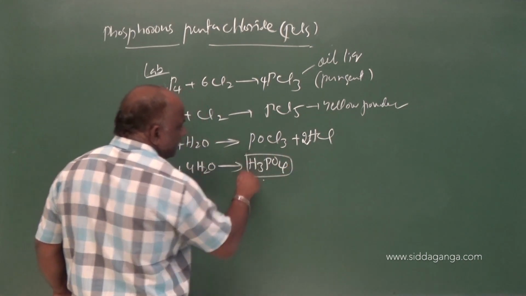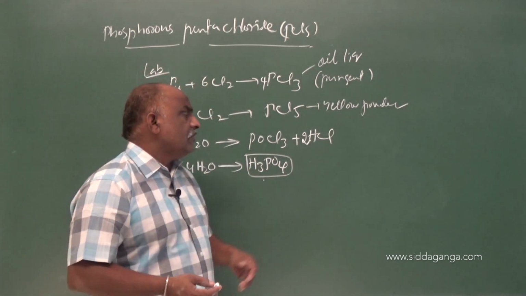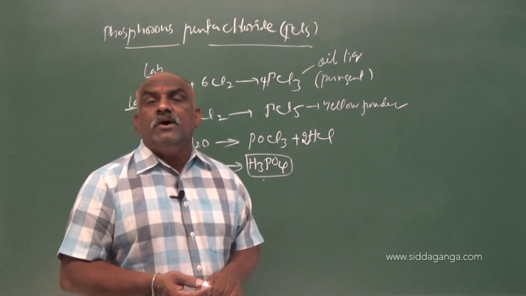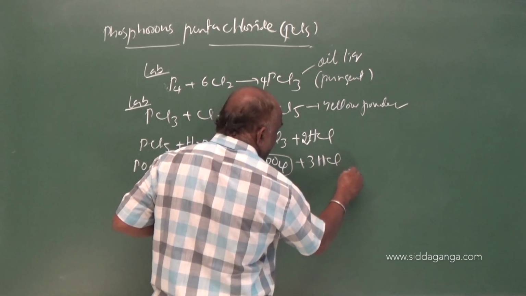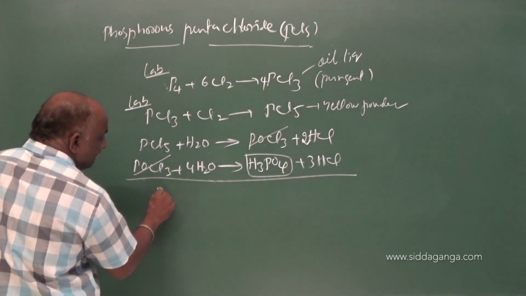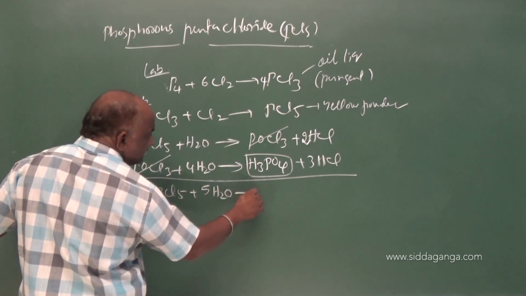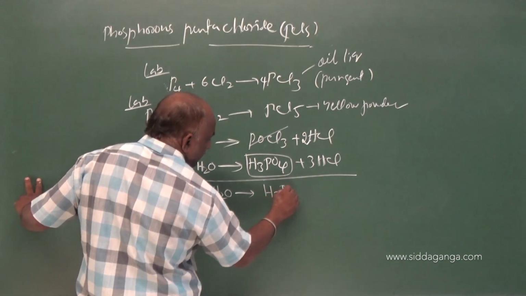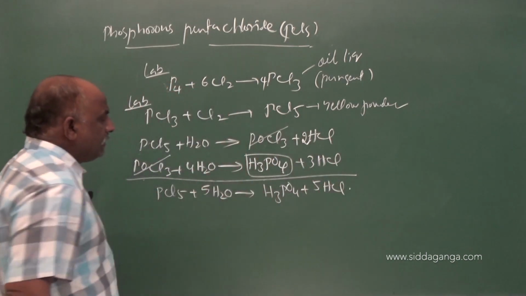This is very important, my dear students. Make a note of this. H3PO4 is called phosphoric acid, and there is formation of hydrogen chloride. So, while adding these two equations, what will you get? PCl5 plus 5H2O gives rise to H3PO4 plus 5HCl. Clear it is.